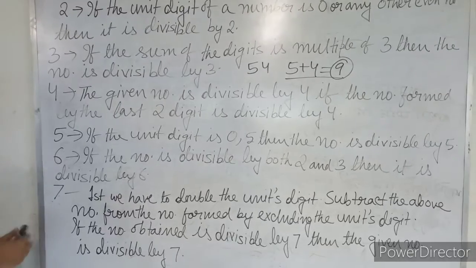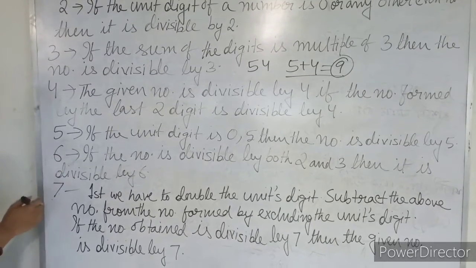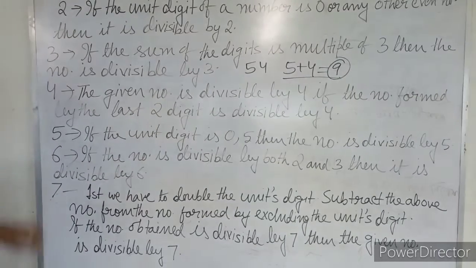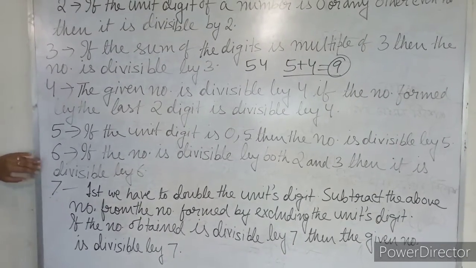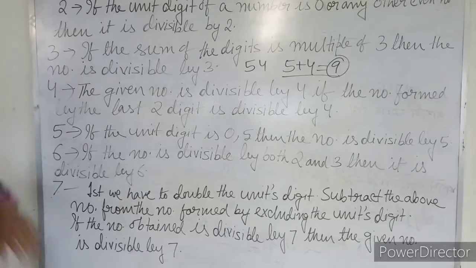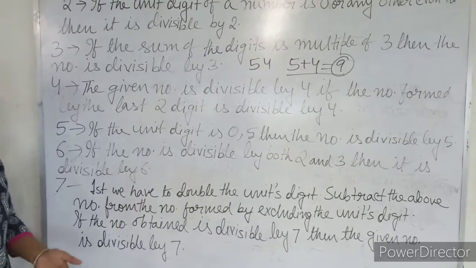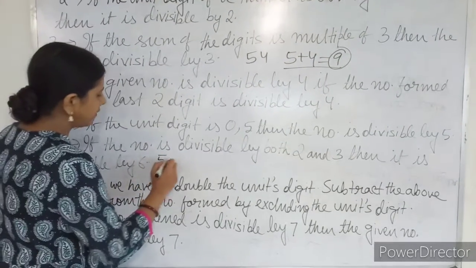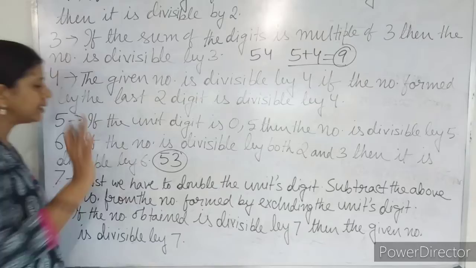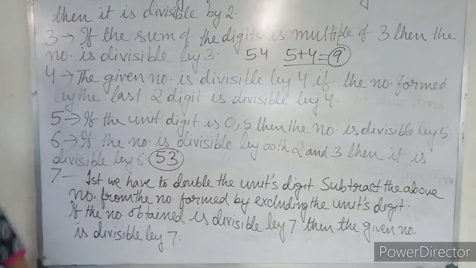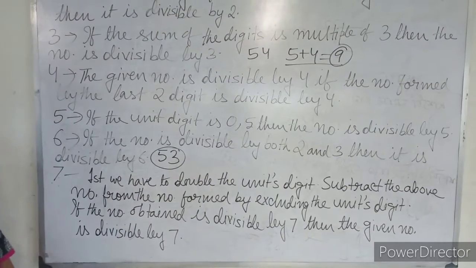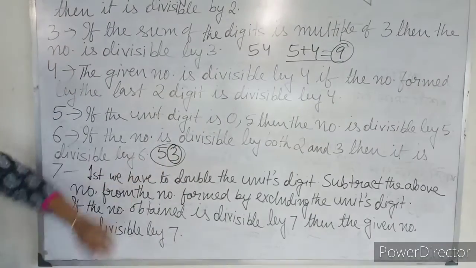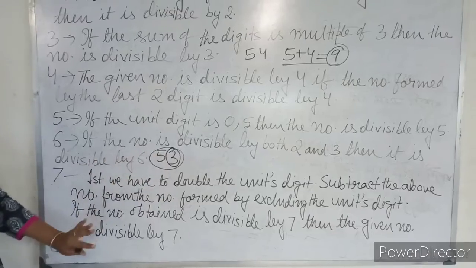Number 6, that is the divisibility rule of 6. If the number is divisible by both 2 and 3, then it is divisible by 6. You have to apply the rule of both 2 and 3. Only applying one rule you cannot say. Suppose the number is 53. In the beginning only I will reject that, I will say it is not divisible by 6, because the last digit is odd, so it is not divisible by 2, I will not proceed.